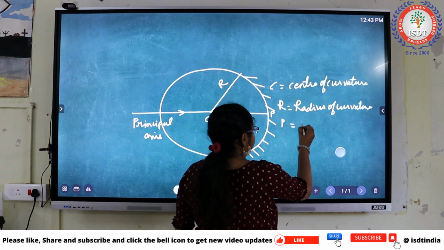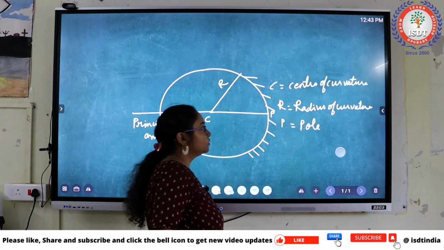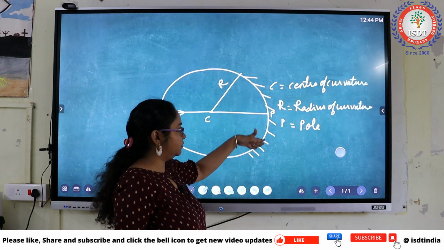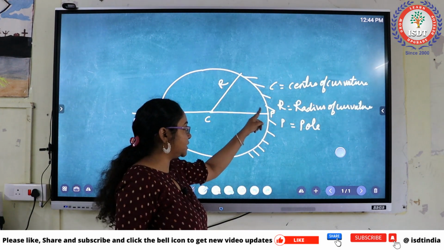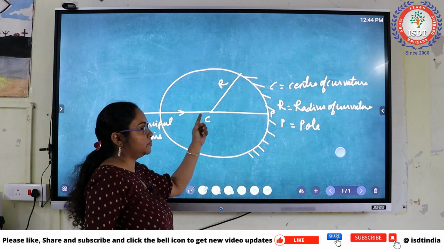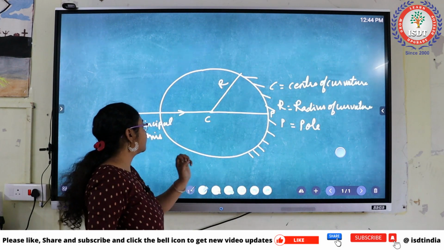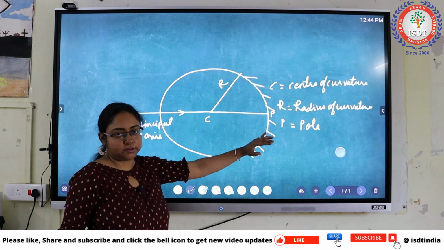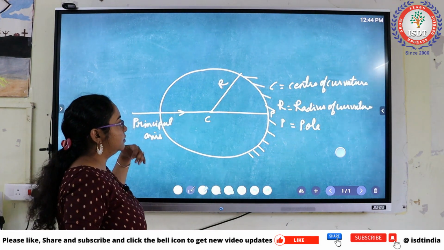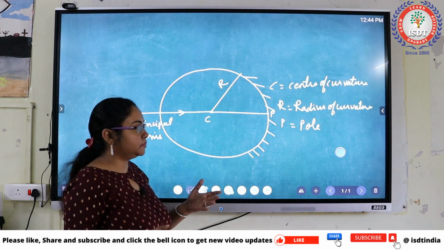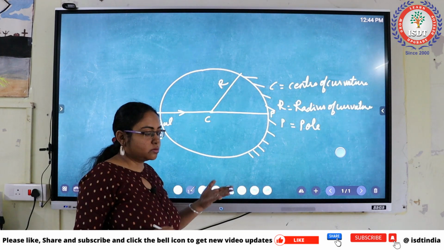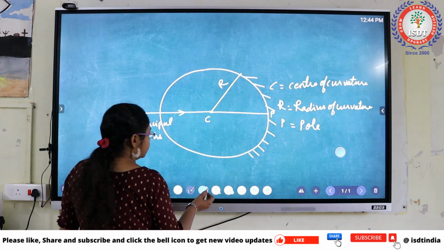And P is the pole of the mirror. P is the center of the mirror, whether convex or concave. C is the center of the spherical mirror. The distance between the center of curvature and the pole is known as the radius of curvature, and this is your principal axis which passes through the center of curvature and the pole. Further definitions are principal focus and focal length. So how are the principal focus and focal length defined?